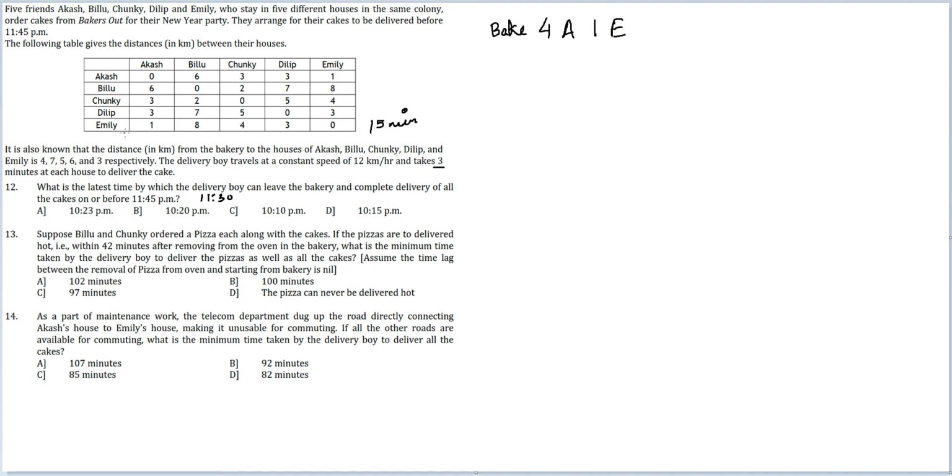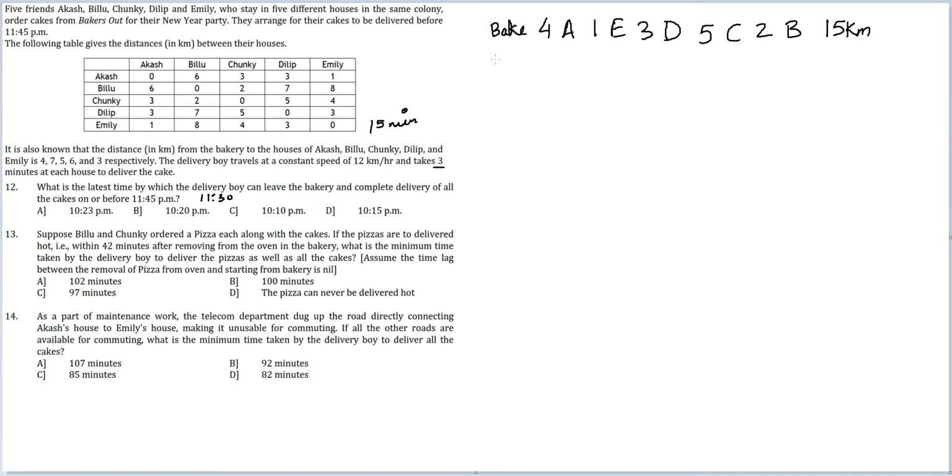Now, after Emily has been visited, what should be the next house? Can't go to Akash because we have already delivered that. Next house should be Dilip, 3. From Dilip, next house has to be among Billu and Chunky because it takes more time to Billu. Let's go to Chunky, 5. And now A, E, D, C have been delivered. Last has to be B, and from C to B, it takes 2 kilometers. So distance would be 4 plus 1, 5, 5 plus 3, 8, 8 plus 5, 13, 13 plus 2, 15 kilometers. In this case, distance is 15 kilometers.